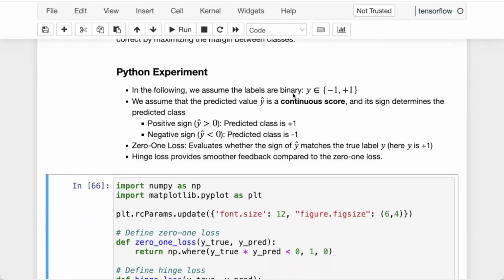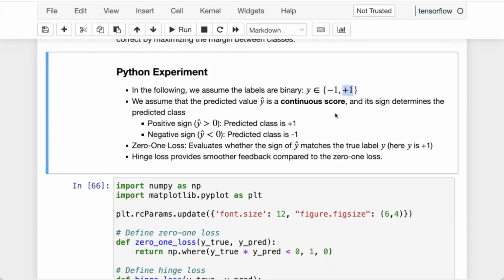So we know that our labels are binary, so either -1 or +1. Since we have Python code here, we have to make a decision and decide whether our label is -1 or +1. In this case, we assume that it's +1. And then this y hat, as I mentioned earlier, is a continuous score, so it's a real-valued number. And if you want to use this with the 0, 1 loss, you can simply look at its sign, meaning that if y hat is greater than 0, then the sign is +1, so the predicted class is +1.